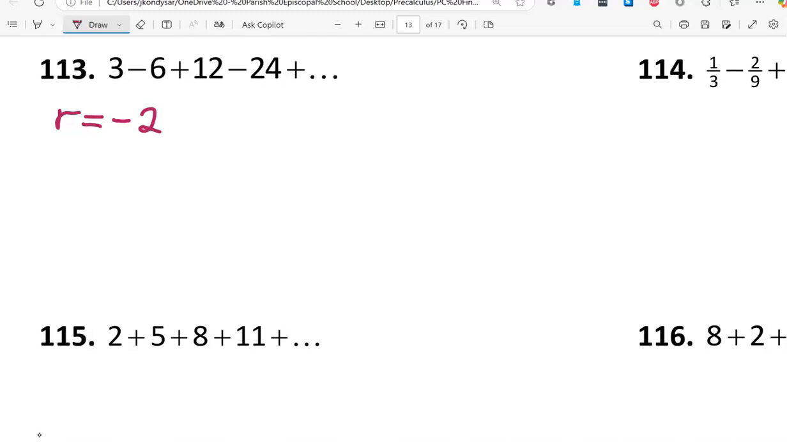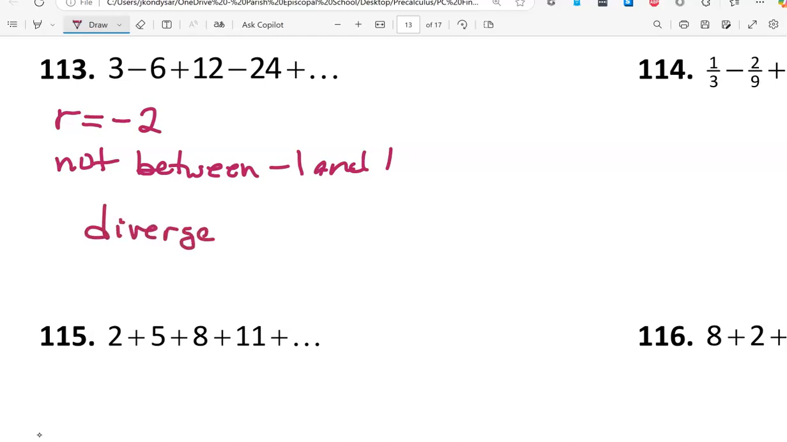Since r is not between -1 and +1, that's not a number that's in between -1 and +1. The series does not converge, or diverges. We will not find its sum if it diverges, because diverges means it doesn't have a sum.